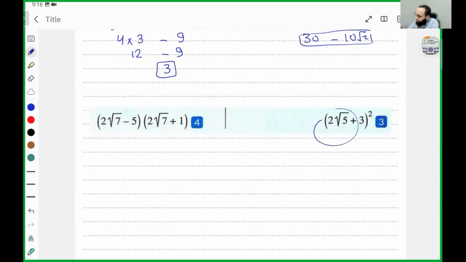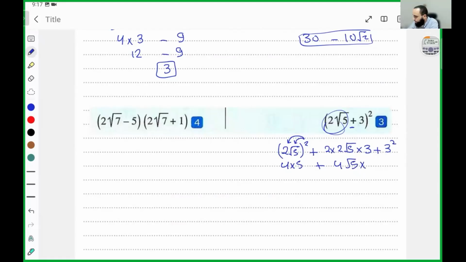Sarah? First power of 2, after that 2 plus root 5, 2 times 2, root 5 times 3 times 2. Yes, also it's correct. 3 power of 2. This is 4 times 5, correct? Yes. 2 power of 2, 4, root 5 power of 2, 5, plus 4 root 5 times 3, which is 12 root 5, and this is 9. 20 plus 9, 29, plus 12 root 5. And you can check the calculator.